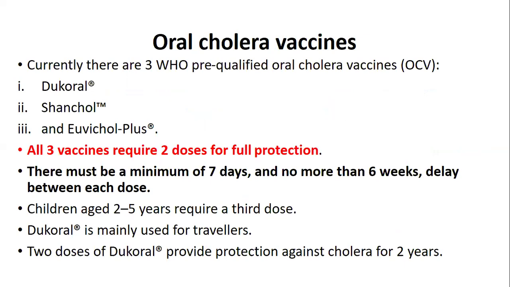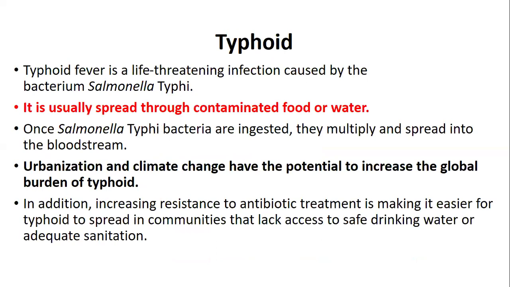There are some vaccines that have been developed, and these are the three types of vaccines, which require 2 doses for full protection. There must be a minimum of 7 days and no more than 6 weeks delay between each dose for one to acquire full protection. Okay.